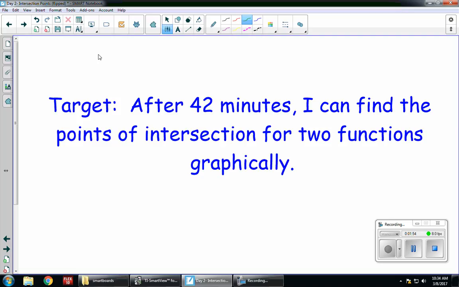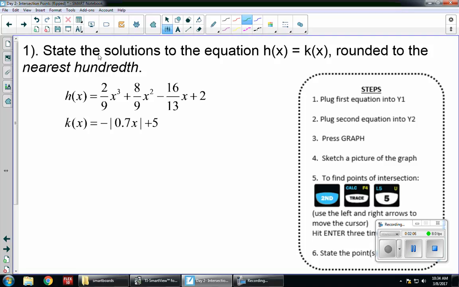So today our goal is going to be to find points of intersection. So after 42 minutes, I can find the points of intersection for two functions graphically. And we're going to use our calculator to do this. So number 1, state the solutions to the equation h of x equals k of x, rounded to the nearest hundredth. So a couple of important things. H of x equals k of x tells me I want x values only.